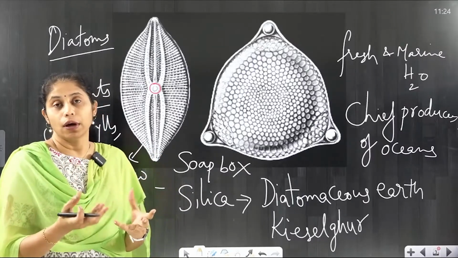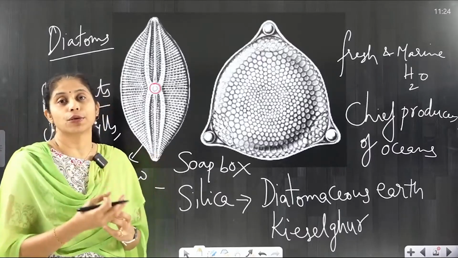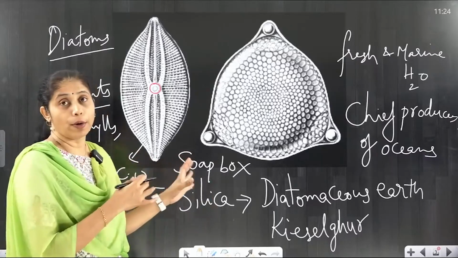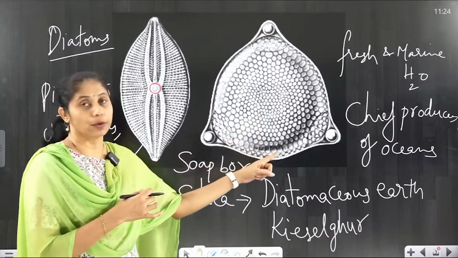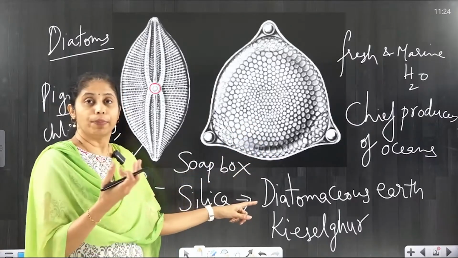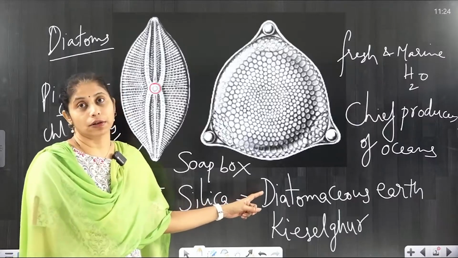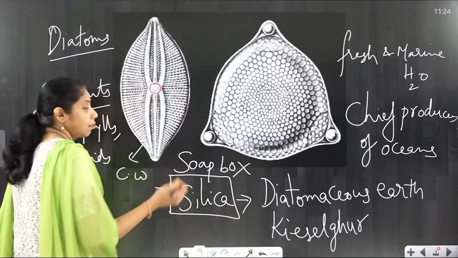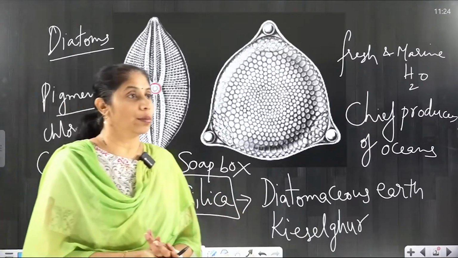They'll prepare food, and that food for future use, they'll be storing in the form of reserve food materials also. But the best part about diatoms, they are the chief producers in the ocean, and from them we are getting diatomaceous earth, because their cell wall is made up of silica and other materials also will be there.